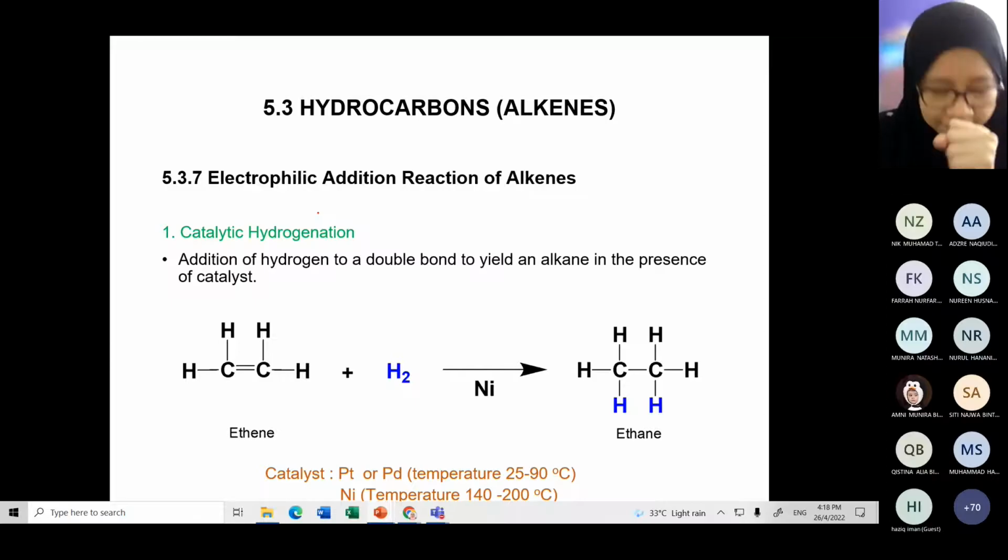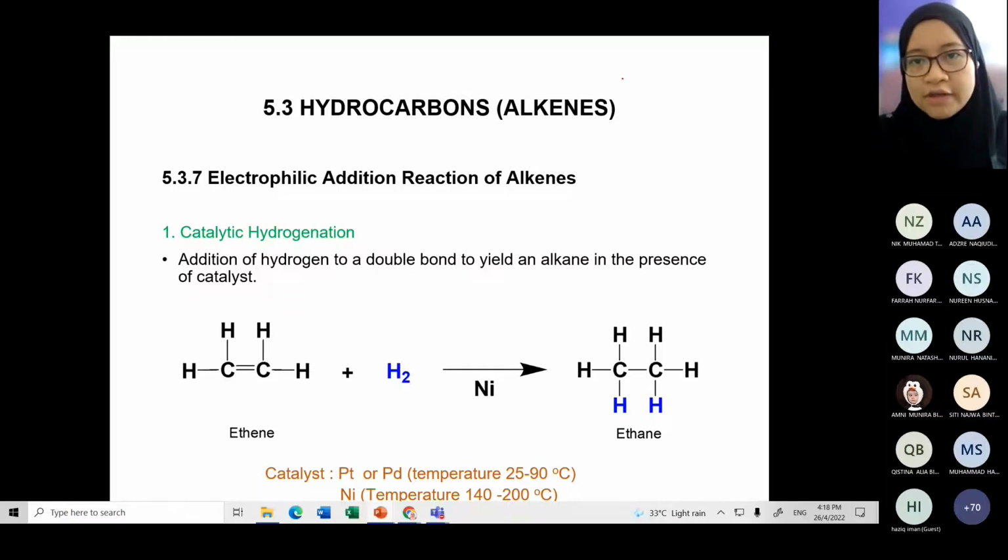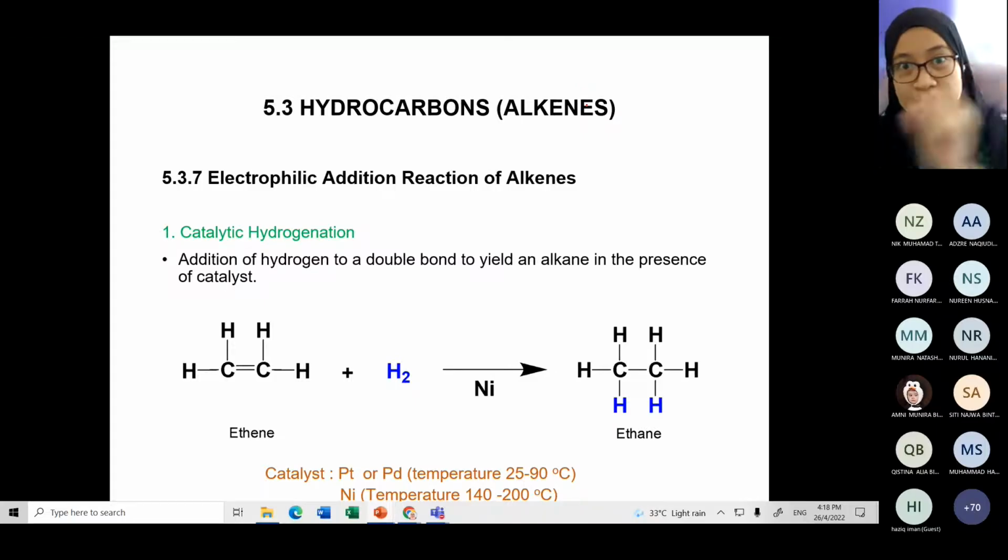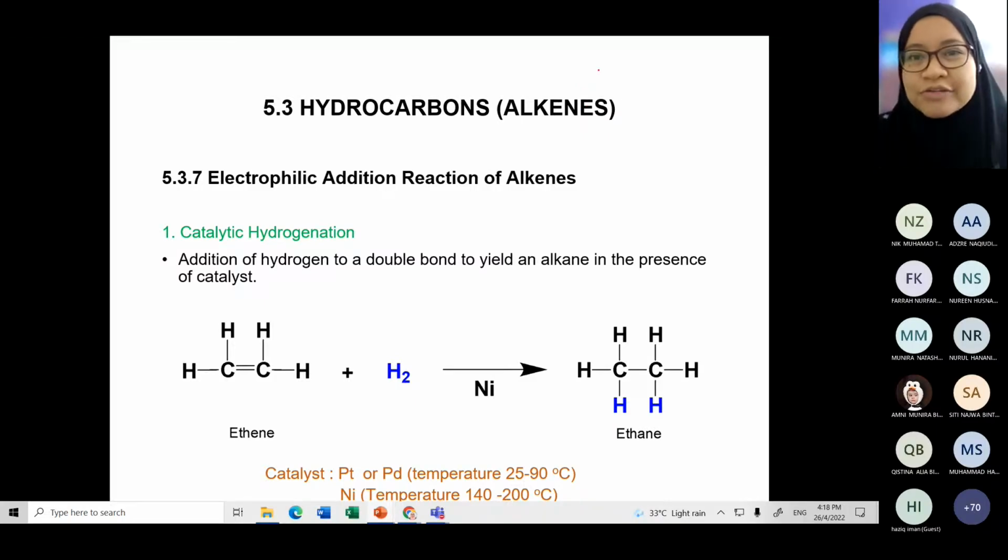5 reactions. So we're going to start with catalytic hydrogenation. Let me just name all of it, and then we are going to cross them off. Once we have covered each one of them, we are going to cross it from the list. So, reactions for alkenes: we have hydrogenation.